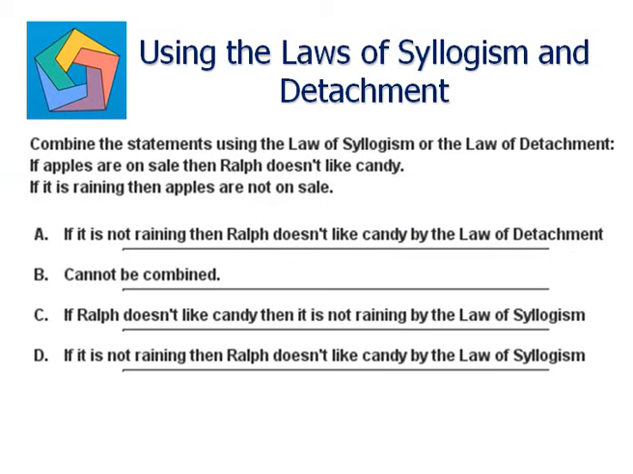Next problem. Combine these statements using the law of syllogism or the law of detachment. If apples are on sale, then Ralph doesn't like candy. If it is raining, then apples are not on sale. Now let's take the contrapositive of the second statement. It will become, if apples are on sale, then it is not raining.